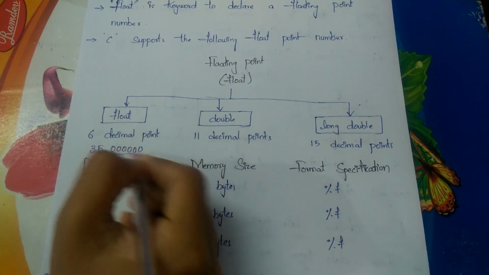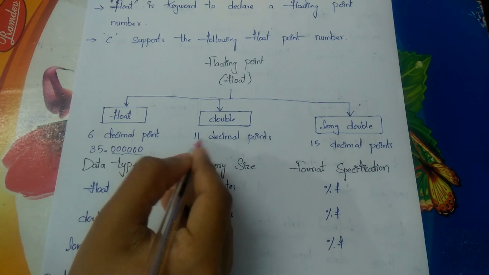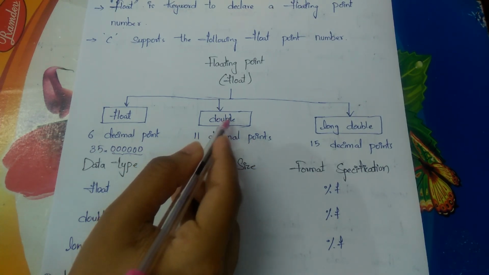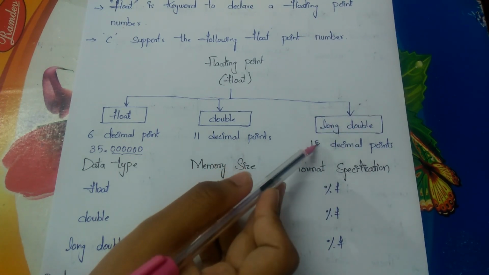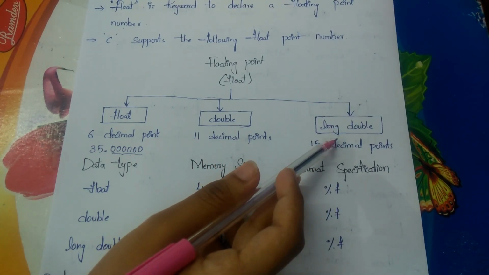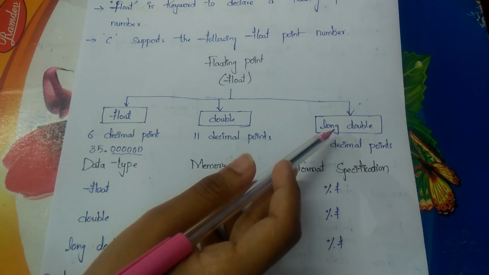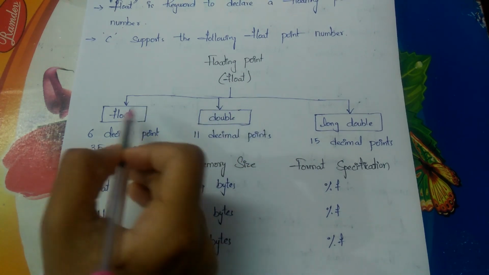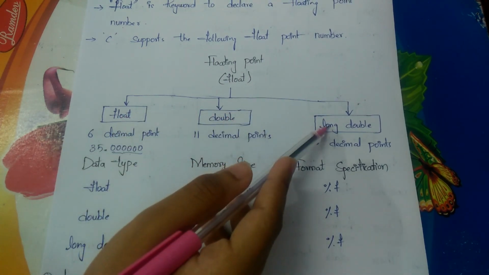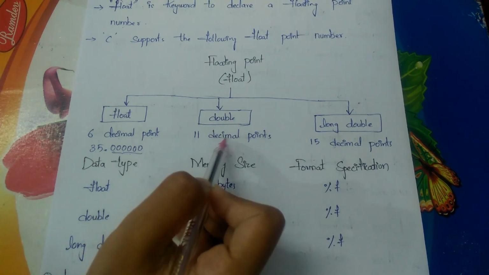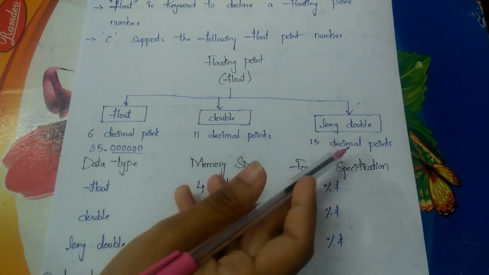In double, after the decimal point, it has 11, so 11 decimal places will be there in the double. In the long double, it goes up to 15 decimal places. It depends on the user which data type he wants to use. So float, double and long double: for float 6 decimal places, for double 11 decimal places, and for long double 15 decimal places.